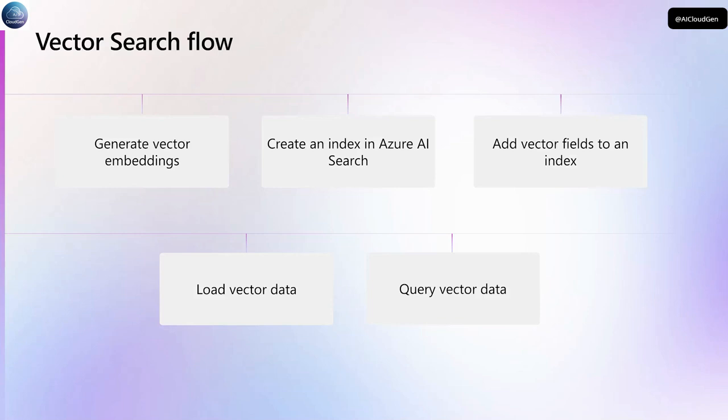You generate your vector embeddings, then you create an index in Azure AI Search, you add your vector fields in there, you load your vector data, and finally you query your vector data. It's as simple as that. This is the flow of activities that happen as part of your vector search. The key things that vector search can do are similarity search, multilingual search, and also you can have a vector database available in there. Basically, it will allow you to turn the text into vectors. You create the vector embeddings, create an index, add the vector fields, load the vector data, and finally query the vector data.